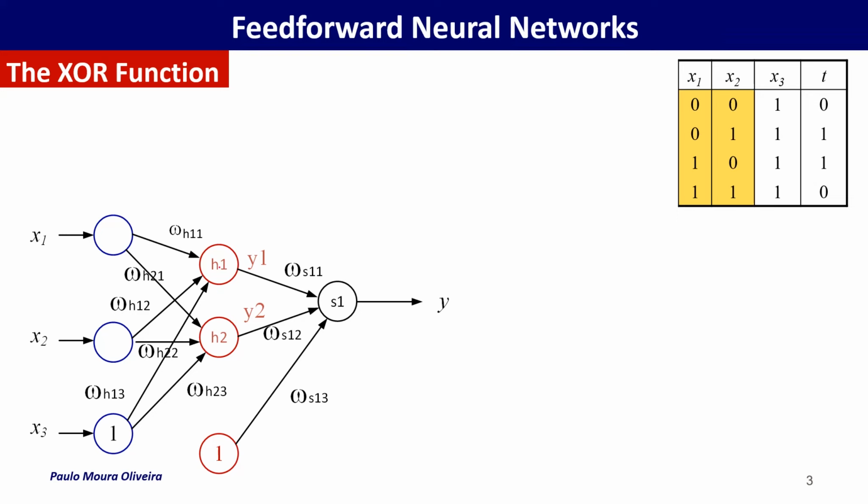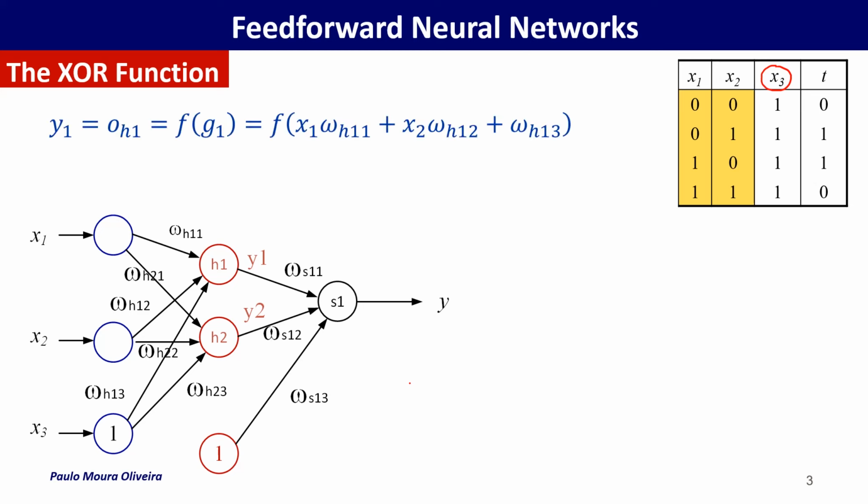We have two hidden neurons, and we have the bias input. So we have another input x3, which is +1, and also in this output layer we have a bias input. Okay, so we can evaluate the output for neuron 1 here.